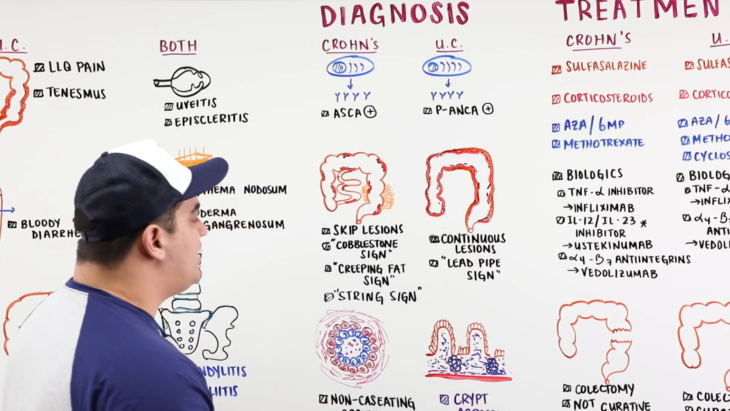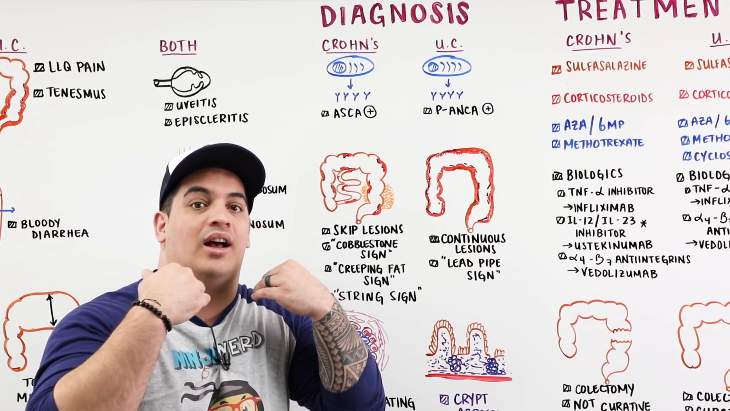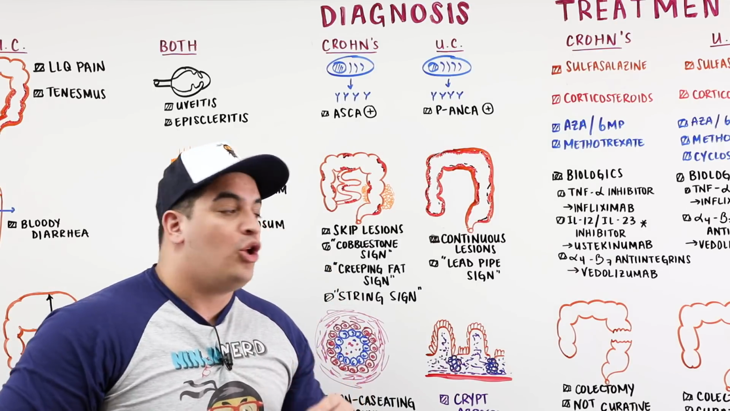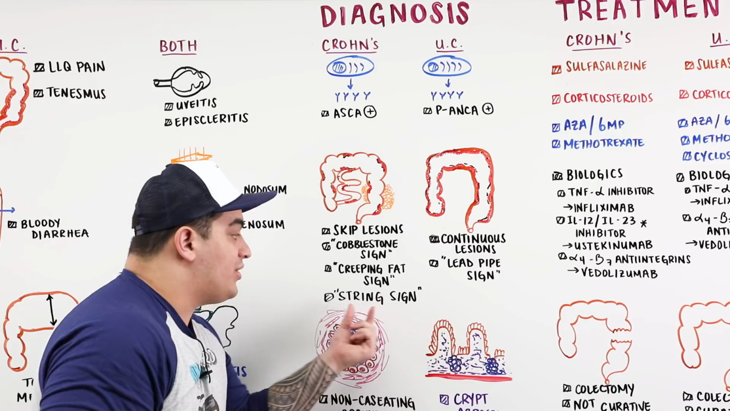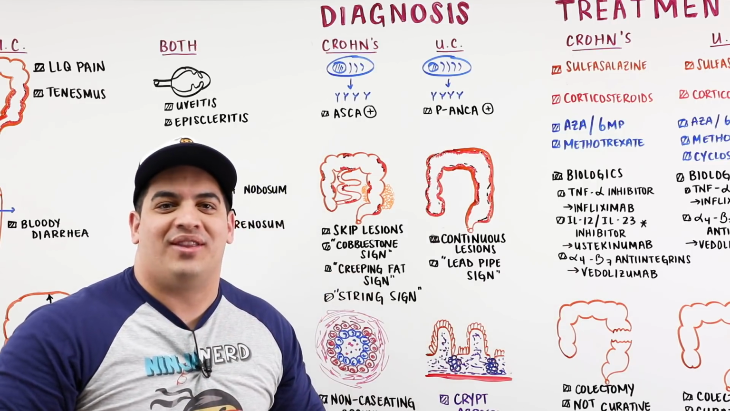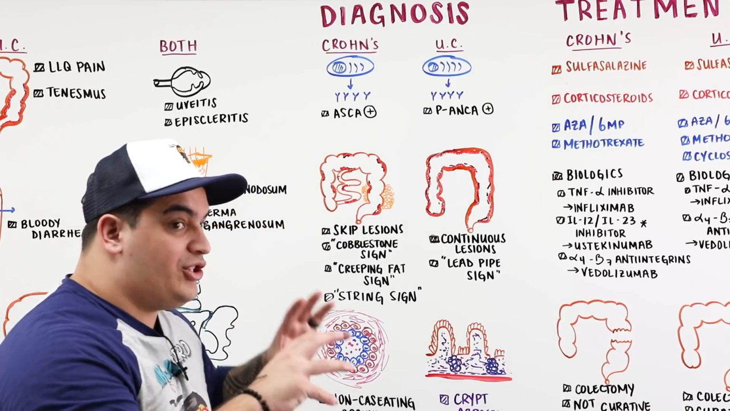And last but not least, if we did what's called a small bowel follow-through, we had patients ingest contrast, and we followed the contrast throughout their bowels. We would see areas of strictures, or areas of narrowing through the bowel wall, which is called the string sign. These are very high yield things that I need you guys to know for Crohn's.